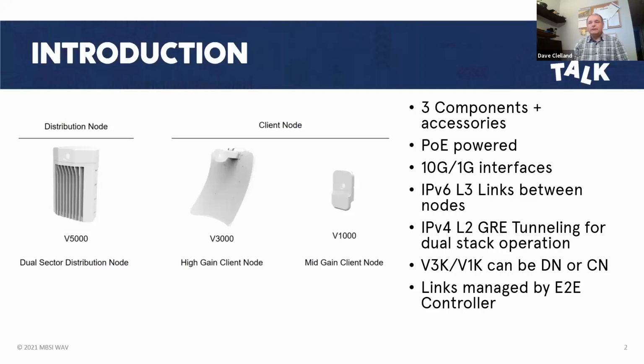One of the cool things about this is that all of these devices can be a distribution node. The V5000 exclusively is a distribution node, but the V3000 and the V1000 could be a distribution node or they can be a connection or a client node. And so depending on how you need to arrange this network, it is incredibly flexible.